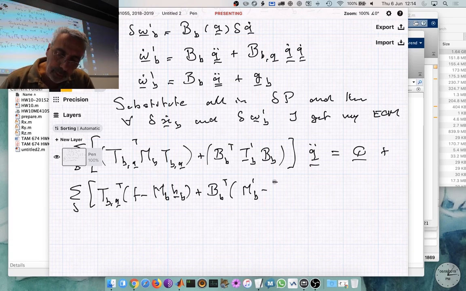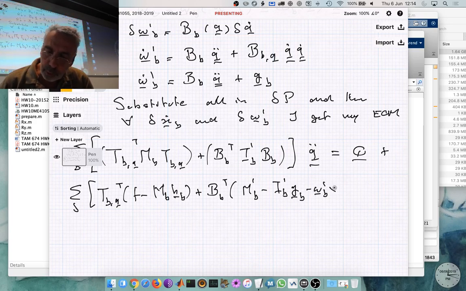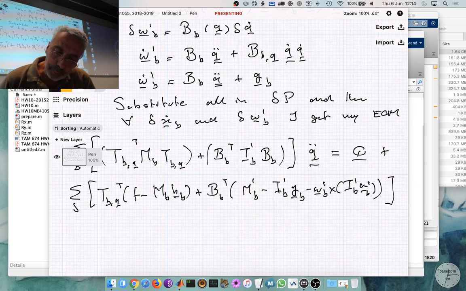Then again I get, likewise here, these convective terms, which I call G_B. But since it's Euler, I also have this minus omega prime b cross I prime b omega b, and these convective terms which are inherent to the Euler equations. Close this bracket and close the square bracket.